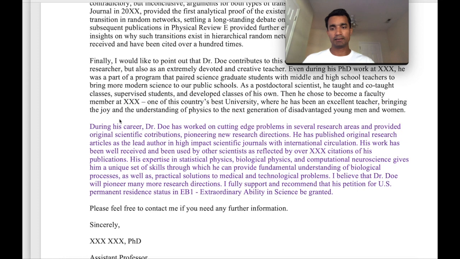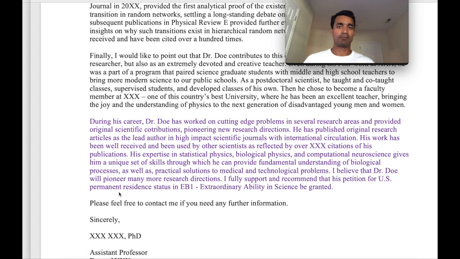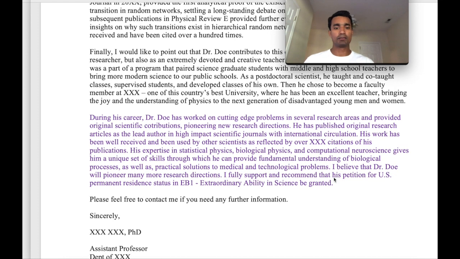And finally, the concluding paragraph, where the referee says that I fully support the petition for permanent residency, or I strongly support. A line like I strongly support or I fully support would be very good to have at the conclusion. So this is how the letter looks.